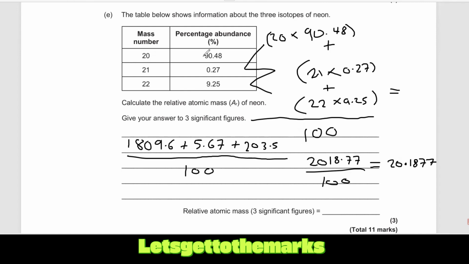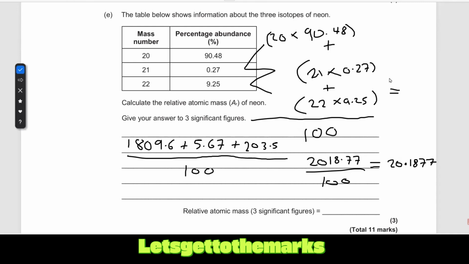Imagine you have 100 people in a room and 90 of them weigh 20 and 9 of them weigh 22. What would you expect the average weight to be? You'd expect it to be closer to 20. Look, I've got 90.48 20s. I'm expecting the overall average to be closer to 20, and that's what we got. So we know we've done it right.